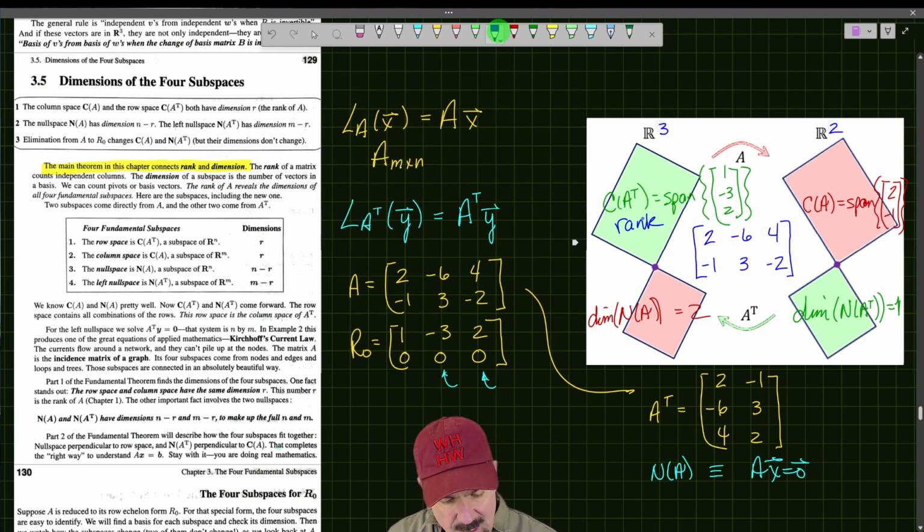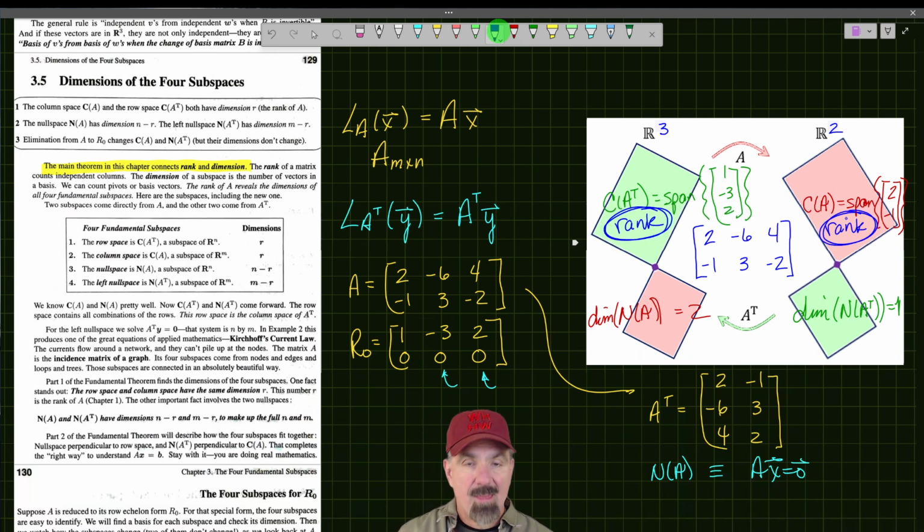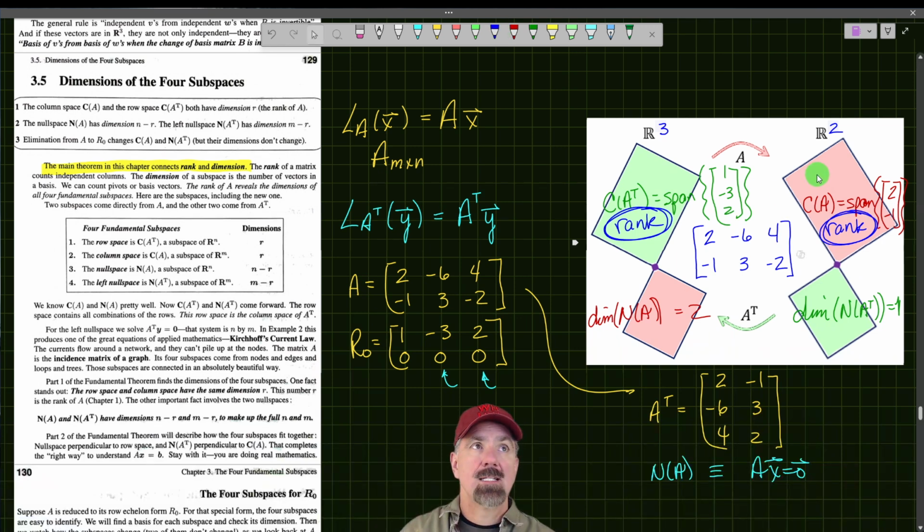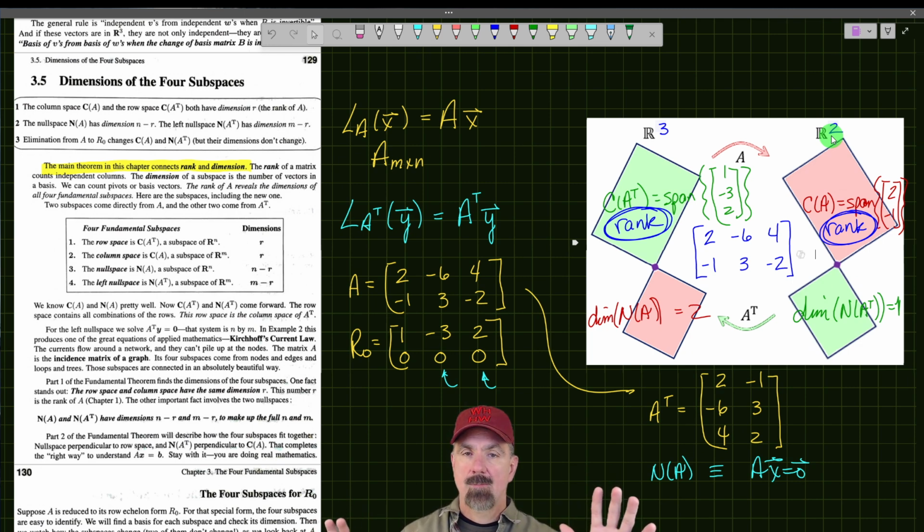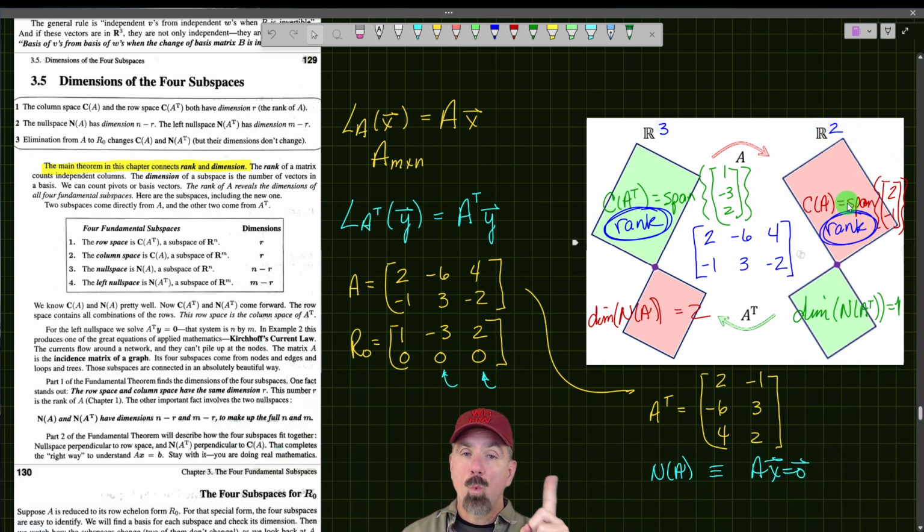Remember, the dimension here is the rank. And then what we find is that we have to fill up the entire space. In other words, we need the dimension of the column space of A and the null space of A transpose to sum up to 2, because we have to cover all of R2 between these two things. So if the dimension of the column space is 1, that leaves us 1 left over, and that goes in the dimension of the null space of A transpose.